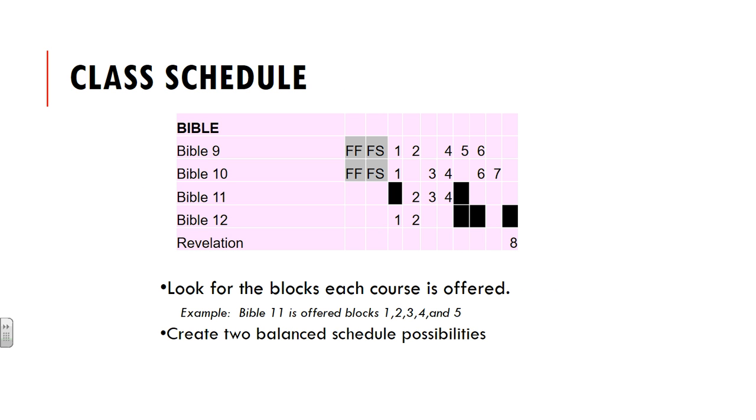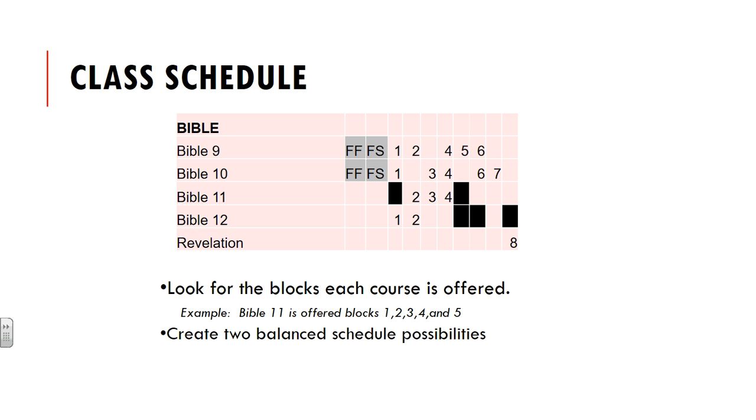Now we'll break it down step by step. Registering for classes is similar to pre-registration, except that you are actually selecting the blocks you want classes in. The schedule block grid form, also included on OneDrive and your email, tells you exactly what blocks each class is offered. Let's look at the Bible portion of the grid, for example. On this grid, you can see that Bible 10 is offered Flex and blocks 1, 3, 4, 6, and 7. If you look at your class registration form, you'll see the blocks correspond to those listed on the grid.